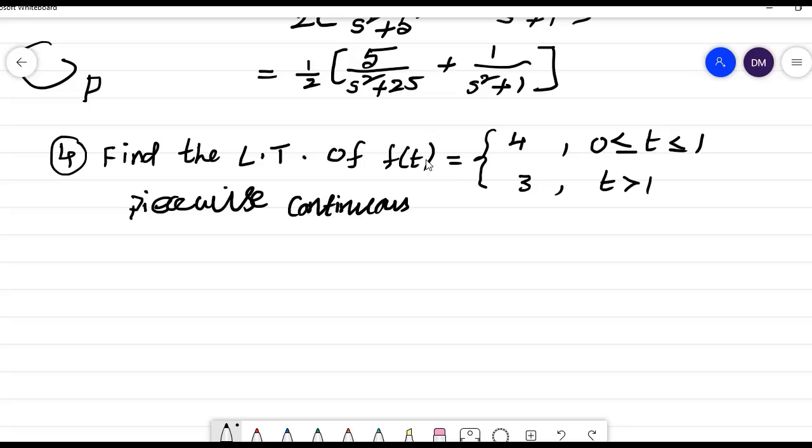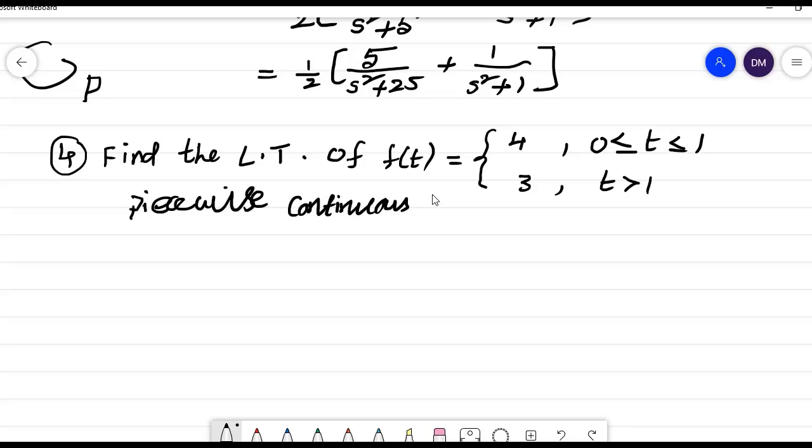Laplace transform of f of t. Is it okay? See, in the previous three problems, we have only one value for f of t in the range 0 to infinity. That's why we applied the standard formulas of the Laplace transform. We got the solution very easily.